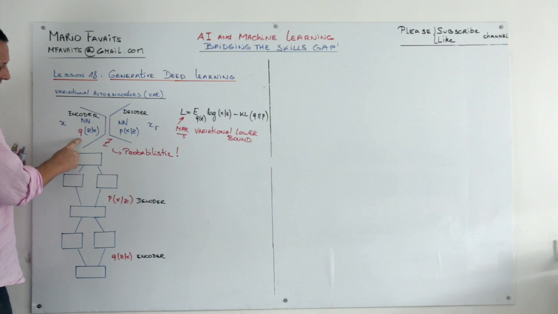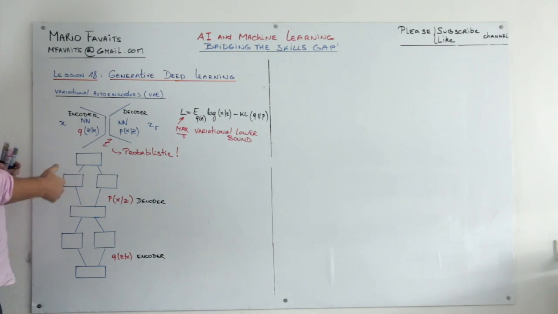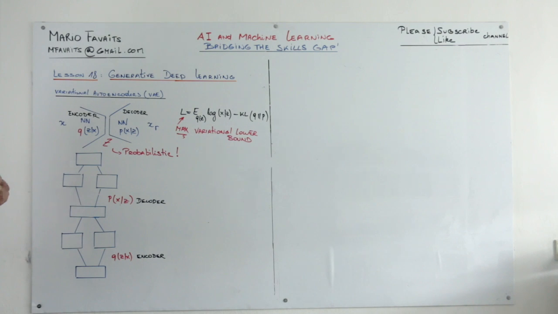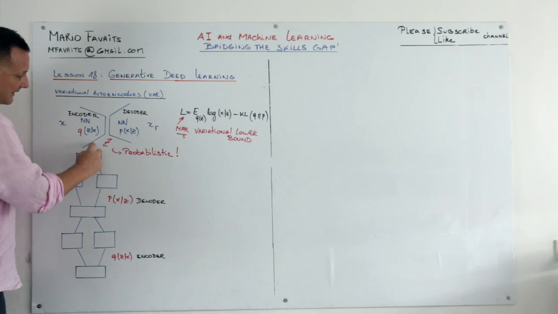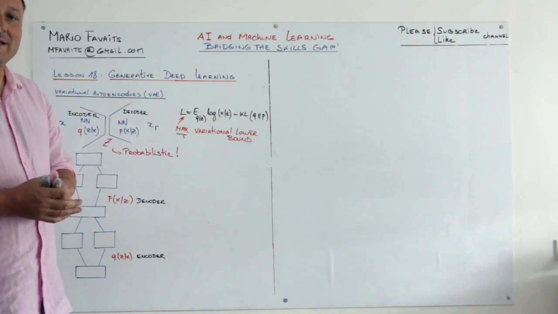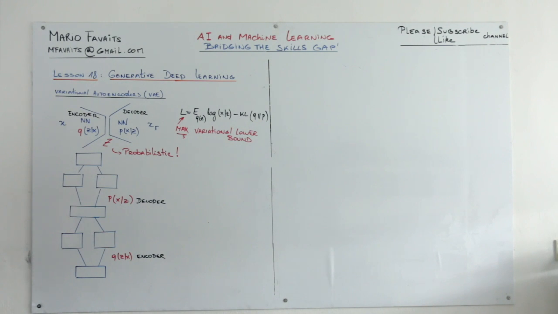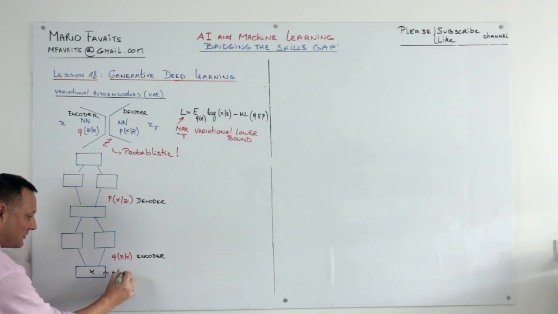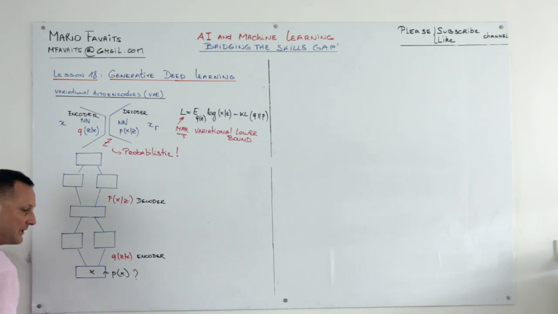And here you have that famous function Q of Z, actually it's Q of Z given X. And here you have P of X given Z. And so the big idea is that instead of having a deterministic vector Z, you're going to have a probabilistic variable. And so we start from X here at the bottom. Remember, X comes from a distribution P of X, and we don't know P of X.